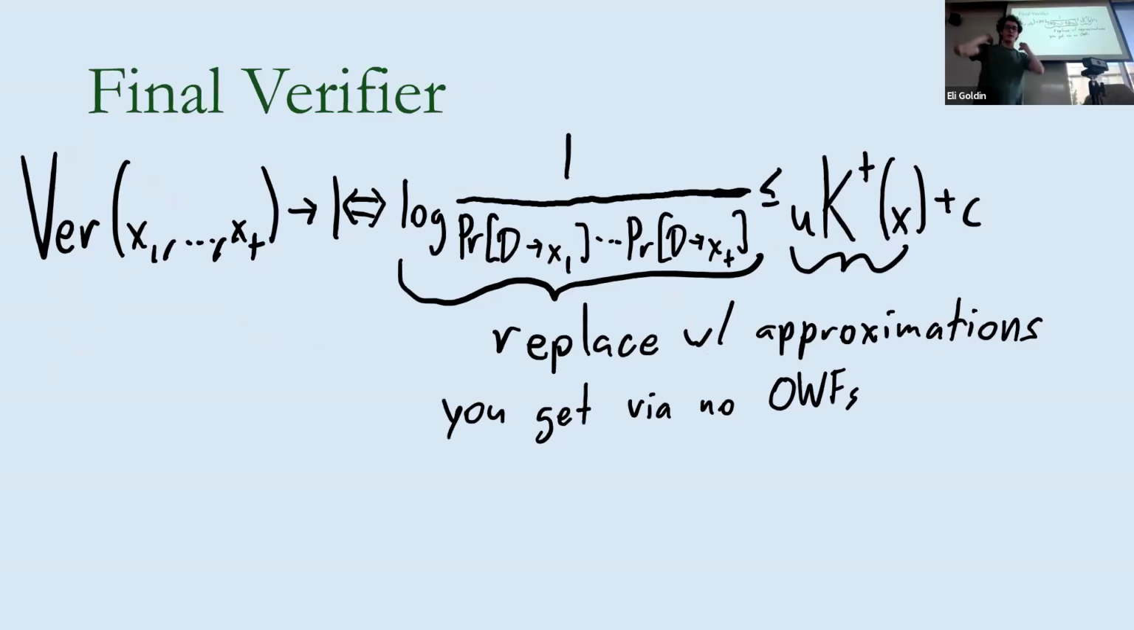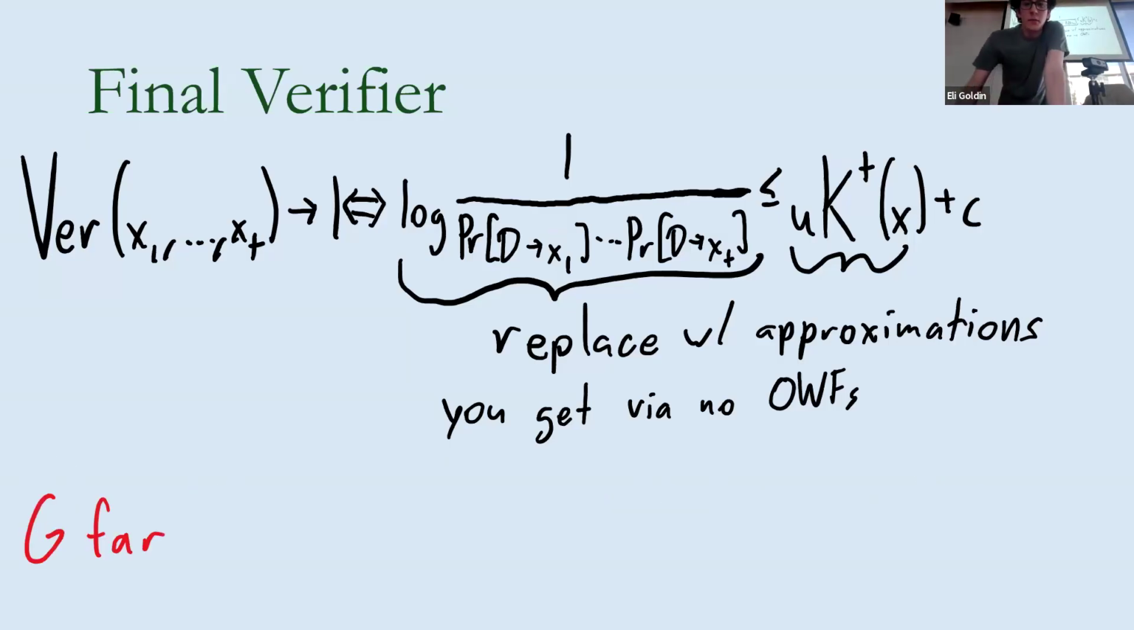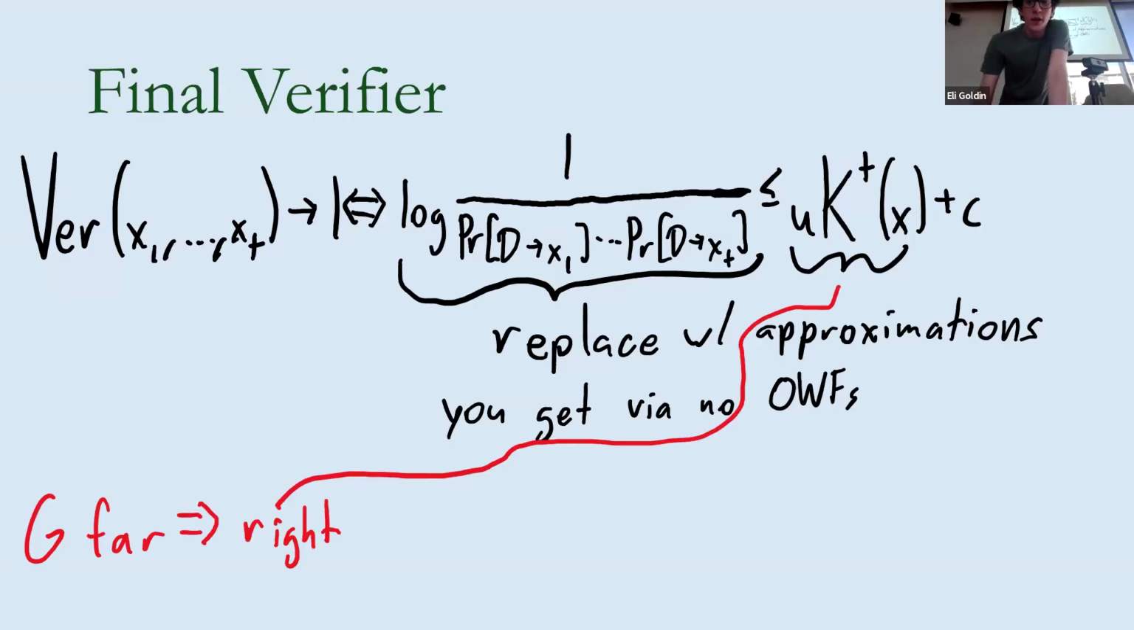And so this gives us our final verifier. Our efficient verifier will simply run Aaronson's verifier, replacing these log 1 over probabilities and this UKT with the efficient approximations you get from not having one-way functions. And so if G is good, then the approximations are going to be right, and we will pass verification. If G is far, well, then the value of UKT will be correct, since this works for any samplable distribution.